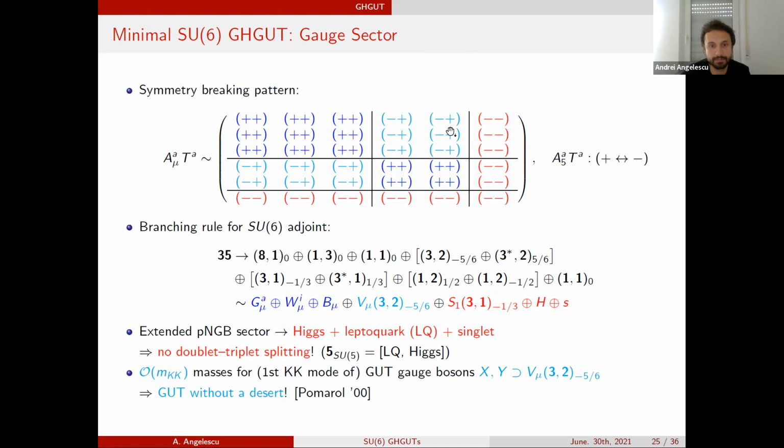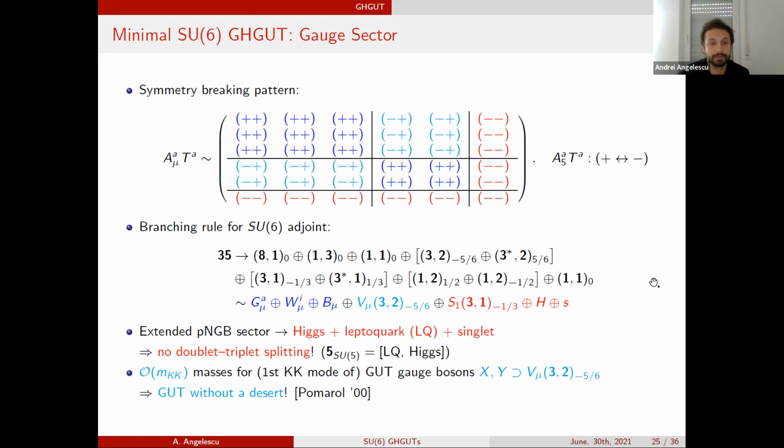So by just extending this scalar sector, we see that there's no more any doublet-triplet splitting problem, because S1, the leptoquark, which is a conventional name for it, and the Higgs are part of the same SU(5) multiplet and are both massless at tree level. So that means that you don't have any more doublet-triplet splitting here.